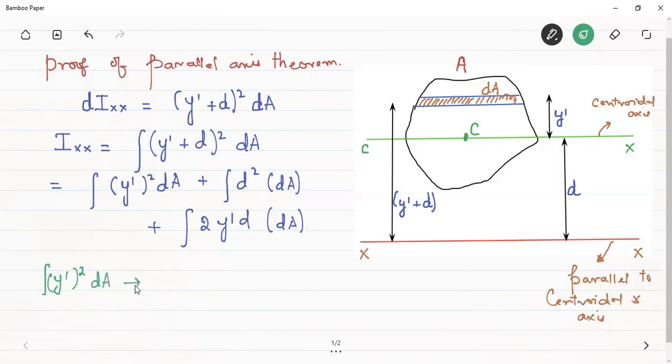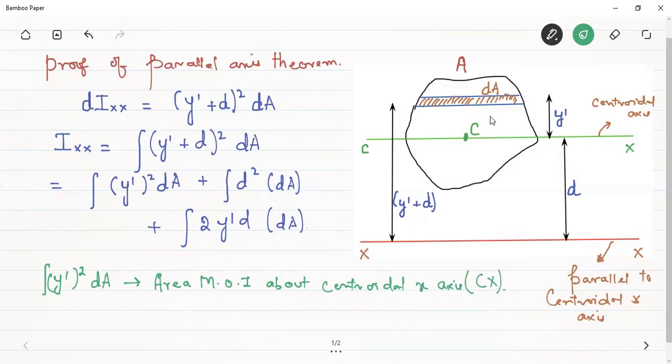So from the basic definition, let's first see what this distance y dash represents. This y dash represents the distance of the elemental area from the centroidal x-axis. Therefore, the integral of y dash square dA, from the basic definition of the moment of inertia, should be equal to the area moment of inertia about the centroidal x-axis, that is Cx-axis.